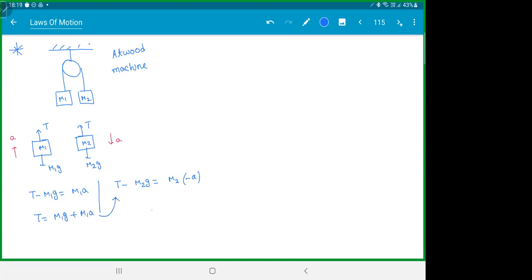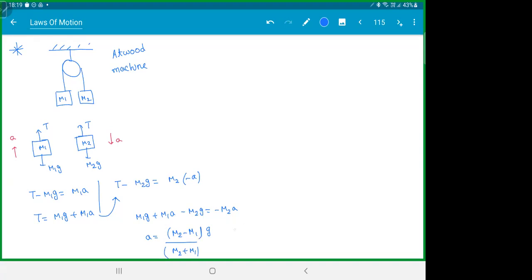Take this and substitute here. You end up with m1g plus m1a minus m2g is equal to minus m2a. Bring all a's to one side and the rest to the other side. You get a is equal to (m2 minus m1) by (m2 plus m1) into g. This is a general formula for two blocks, people.